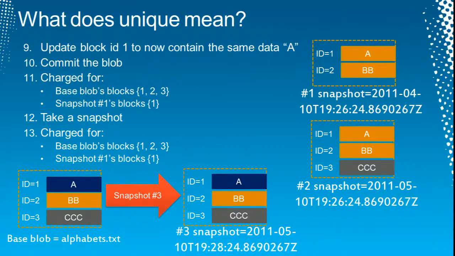So one of the things which I said in storage client, now if I use upload blob to actually upload A, BB, and CCC again, all the blocks are written, and now I'm charged for the base blob's 3 blocks, plus the snapshot, because all the blocks were overwritten.